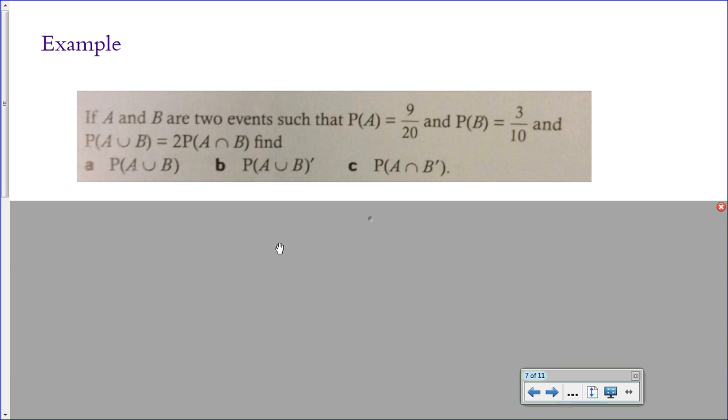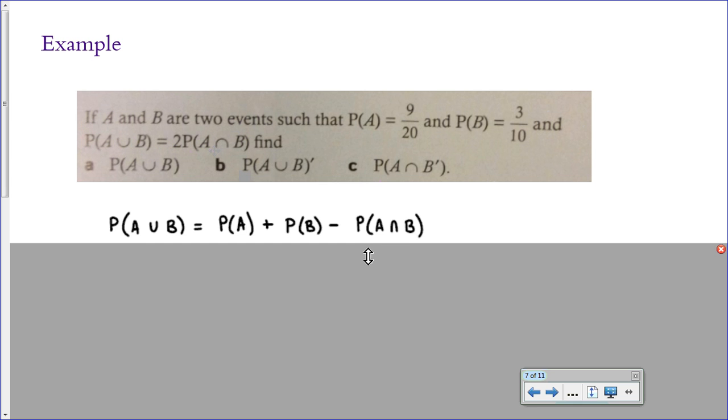You may be asked to do a purely symbolic probability question, so there's no story behind this. They're giving us two events, A and B, telling us the probabilities of A and B. We don't know the overlap region. We are told this extra piece of information that the probability of the union is equal to 2 times the probability of the intersection.